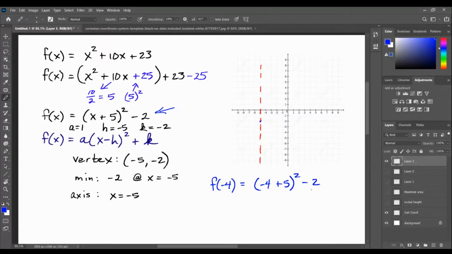Squared minus 2. Negative 4 plus 5 is 1. 1 squared is 1, minus 2 is negative 1. So that's going to be here. We could do an f of negative 6. And due to symmetry, it better be the same y value, right?